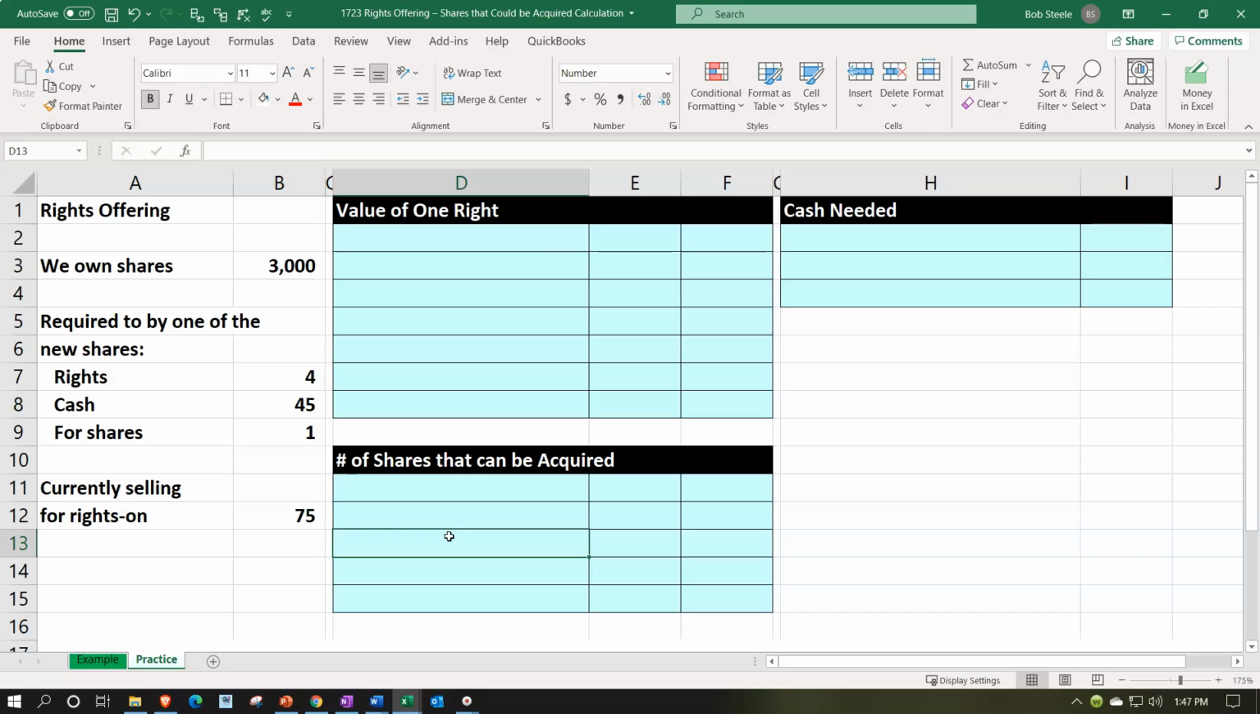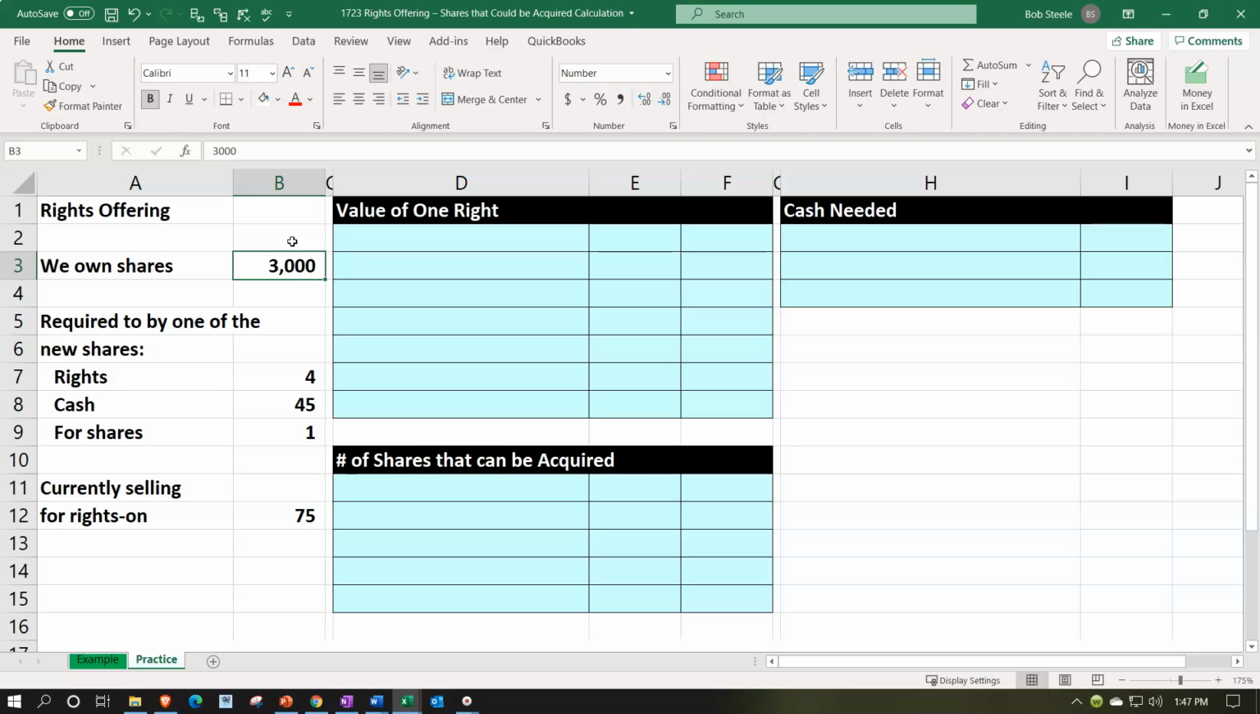So if we were in that situation, we might ask ourselves, if we're an owner, how many shares of stock could we purchase at the discounted price if we got these rights? And how much would that cost us at the discounted price? So let's do our calculation here. We'll think about our situation.